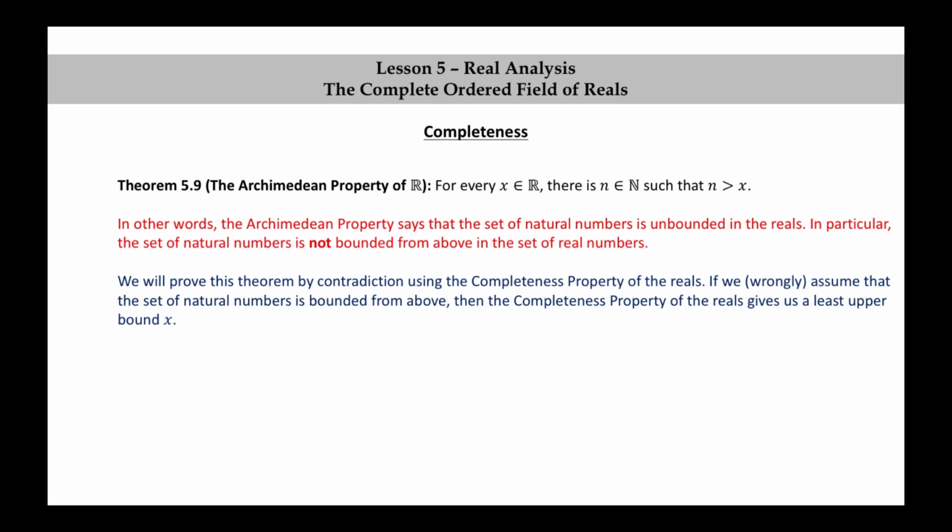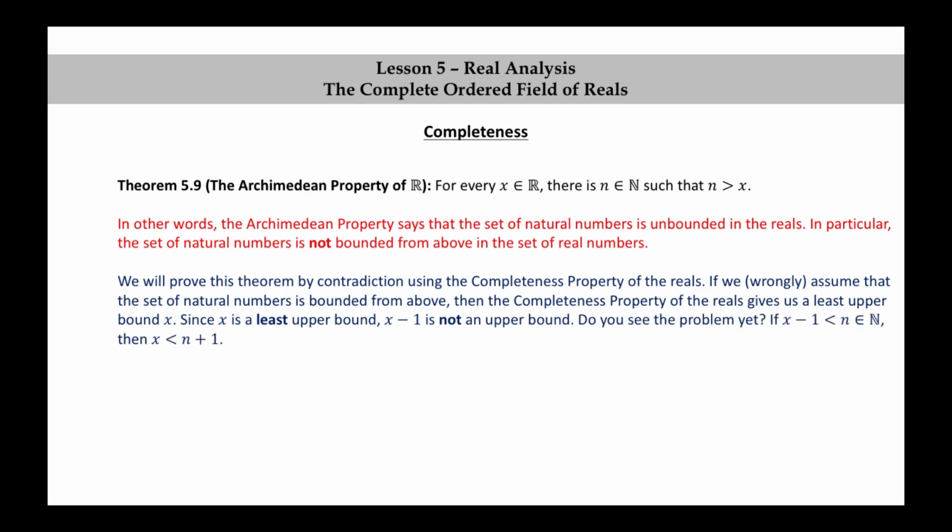If we wrongly assume that the set of natural numbers is bounded from above, then the completeness property of the reals gives us a least upper bound x. Since x is a least upper bound, x minus 1 is not an upper bound. Do you see the problem yet? If x minus 1 is less than a natural number little n, then x is less than n plus 1. But then x is not an upper bound for the set of natural numbers, contrary to our assumption.